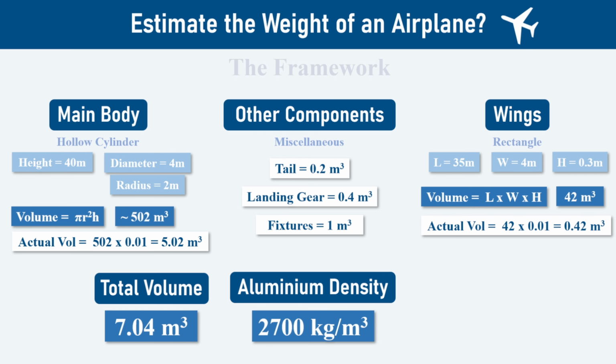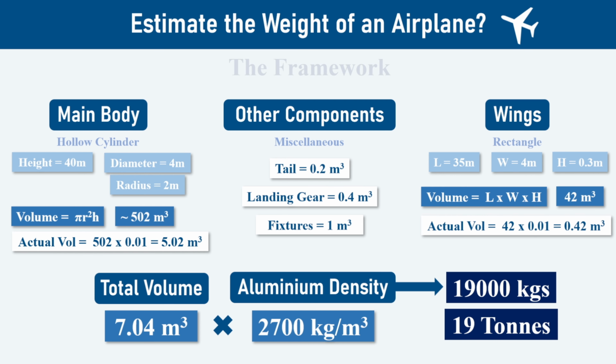Now we will assume the density of aluminium to be about 2700 kgs per meter cube. And if you don't know the density, don't shy away from asking the interviewer. They will give you an answer. So the formula to calculate total mass is volume into density. Thus, 2700 into 7 gives us 19,000 kgs, which is equal to 19 tons. That is your answer. A mid-size Boeing plane without any passengers and cargo will weigh around 19 tons, give or take.